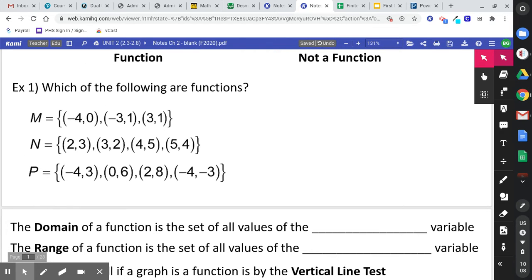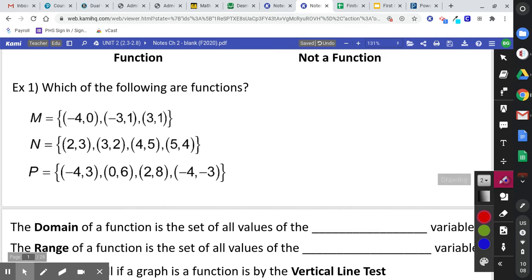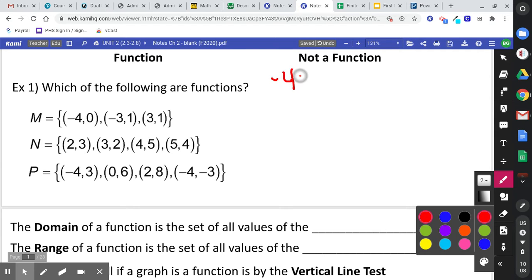Which of the following are functions? So remember that little definition. Each x has exactly one y. And so you can think about it as a mapping. If you look at that first one, -4 goes to -3, and -3 goes to 1, and +3 also goes to 1. That's fine. That's a function. That's like two darts hitting the same target.